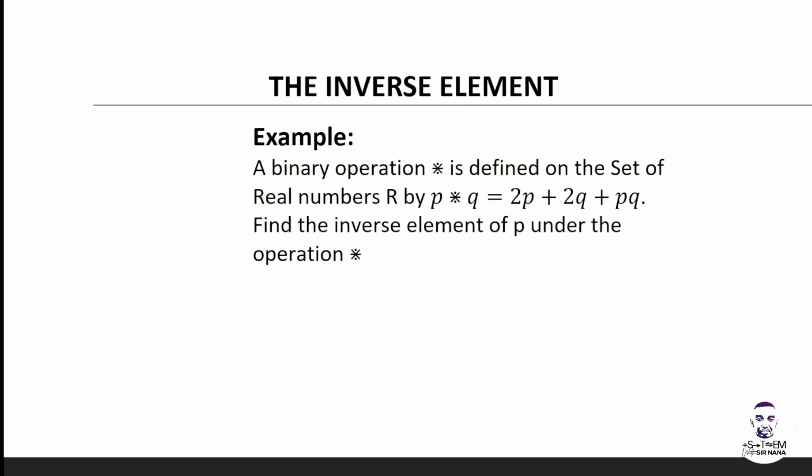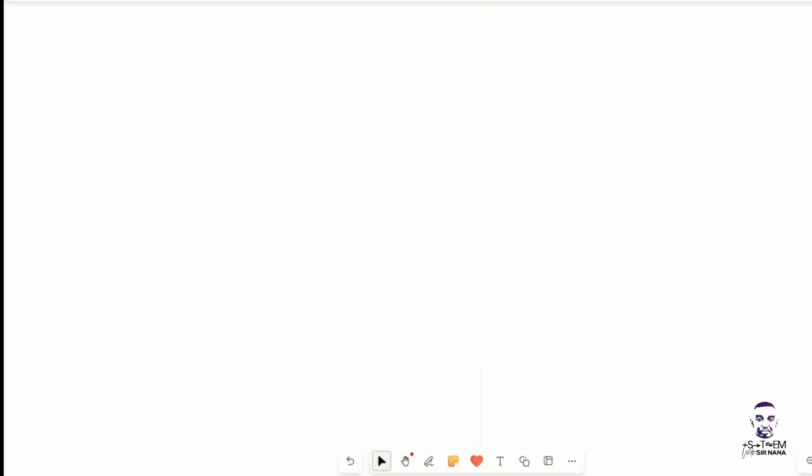So let's look at a question that we can solve when finding the inverse of an element. The question says that a binary operation star is defined on the set of real numbers R by P operation Q equal to 2P plus 2Q plus PQ. We have to find the inverse element of P under the operation star. So the operation I've been given is P operation Q equal to 2P plus 2Q plus PQ.